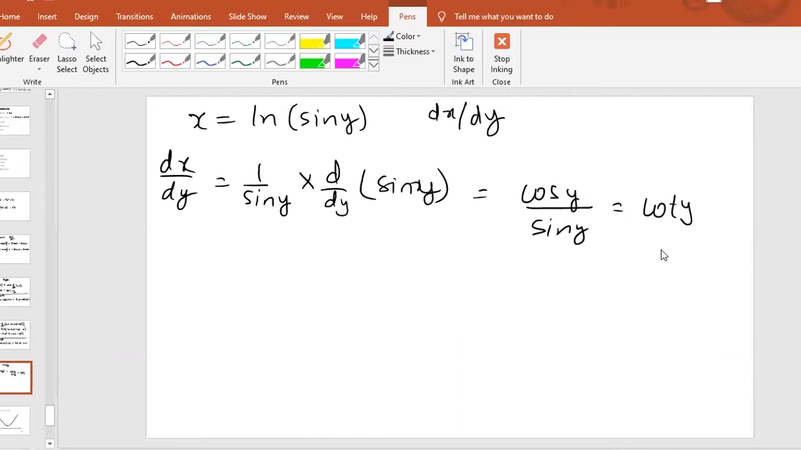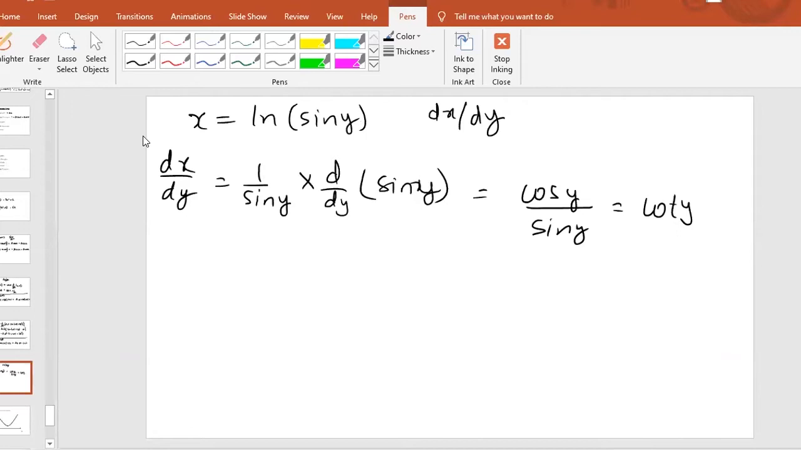The whole bracket is log of sine y. So whenever a function of x is given to us, first differentiate the first function, that is log, and whatever there is inside the function, just write it down. So differentiation of log is 1 by inside the function, that is 1 by sine y. Then differentiate the inside function, sine y, with respect to y. So we'll get cos y. So the answer would be cos y by sine y.